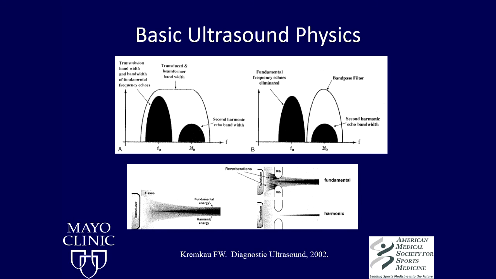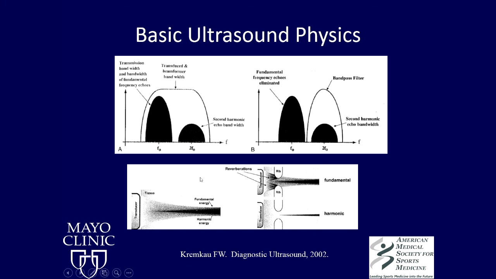So this is just a visual depiction from Kremkow's book, showing if this is your fundamental frequency here on the left, and these are the harmonic frequencies. If you use a filter to eliminate that fundamental frequency and only detect the harmonic frequencies, then you can eliminate any of the artifacts and also the lower resolution associated with that fundamental frequency.